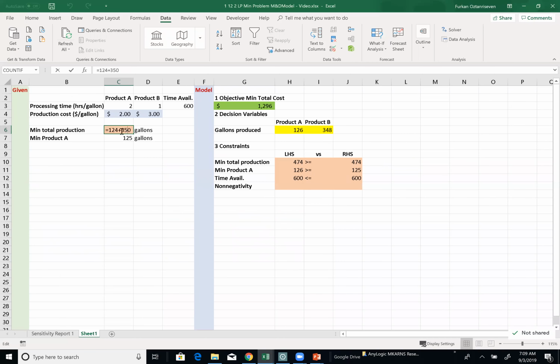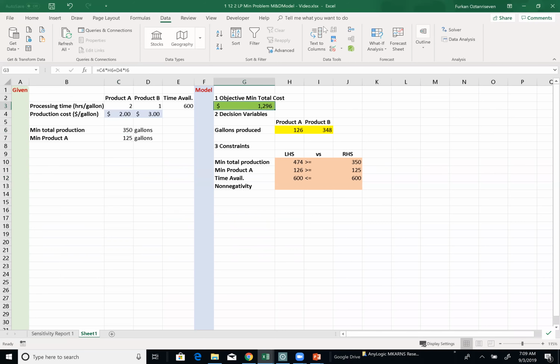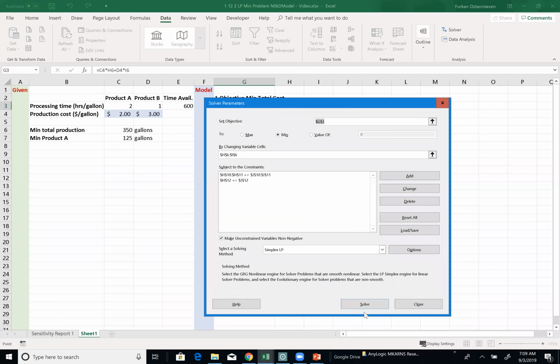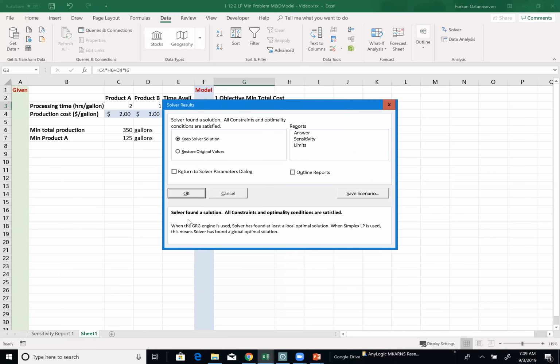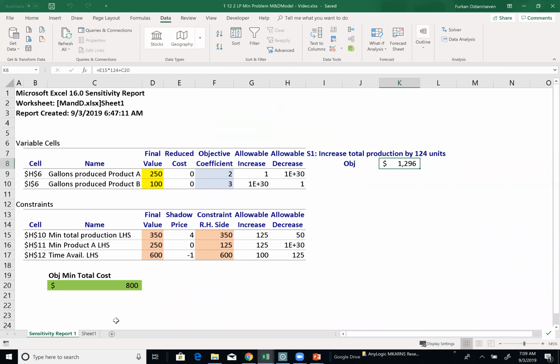So let's go back to our original model again. Delete this. Let's solve the model again. All right, so now I again have $800. Perfect. So that's what it covers.